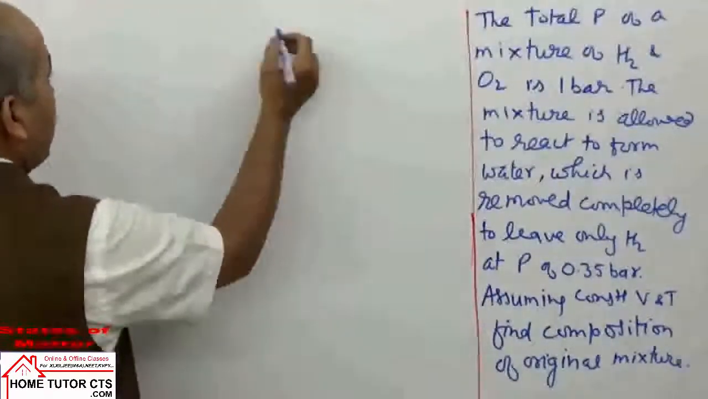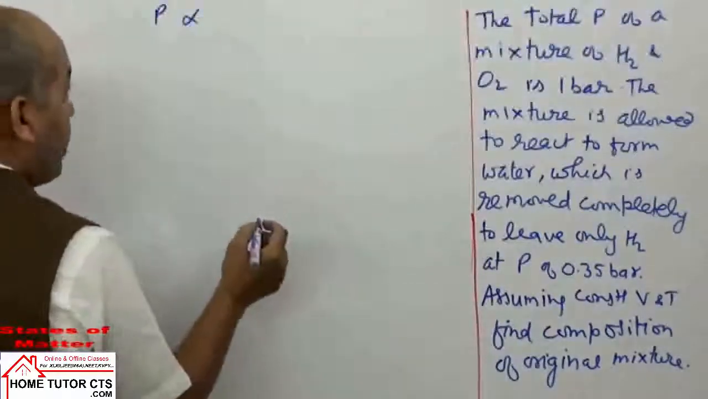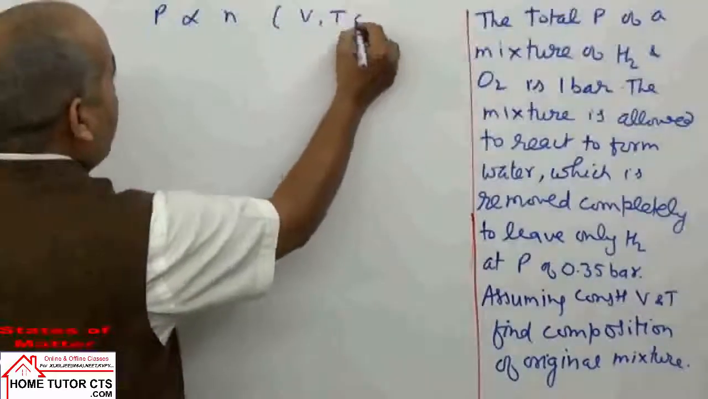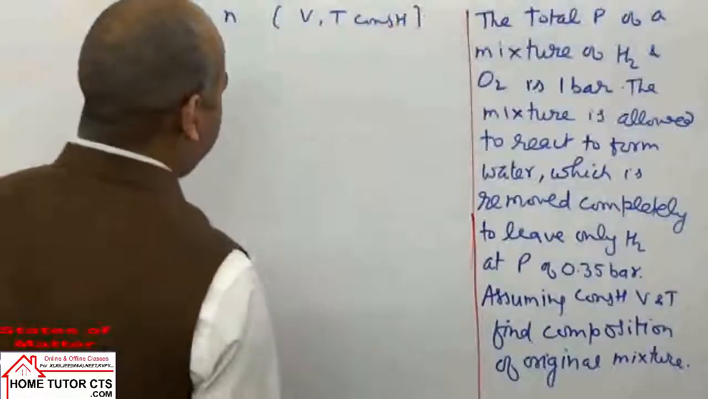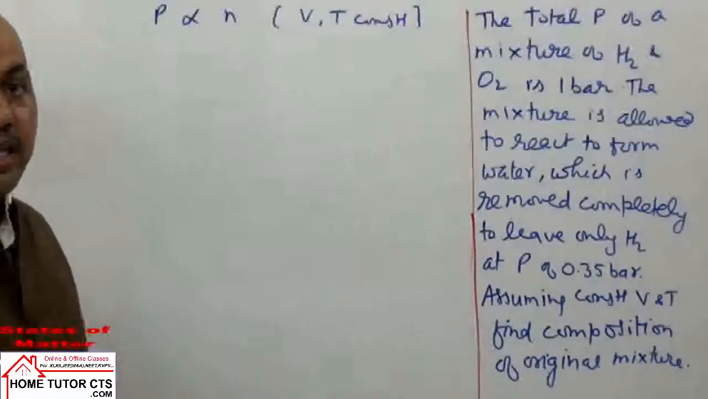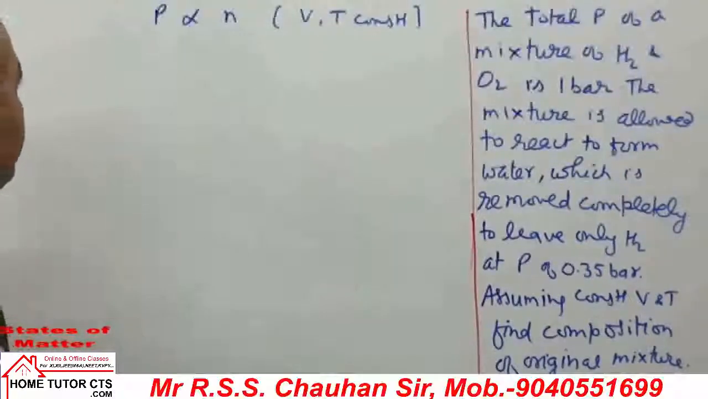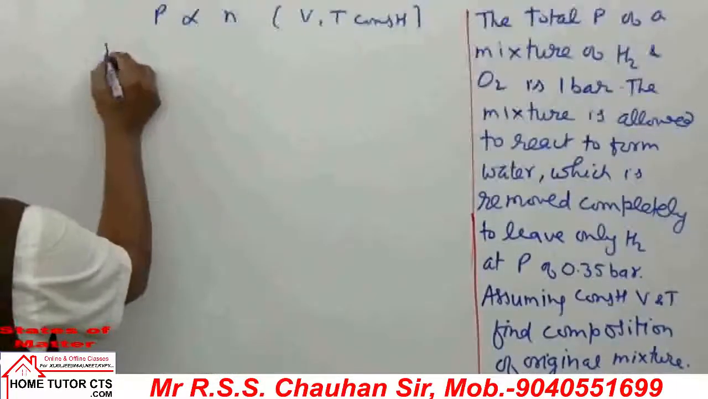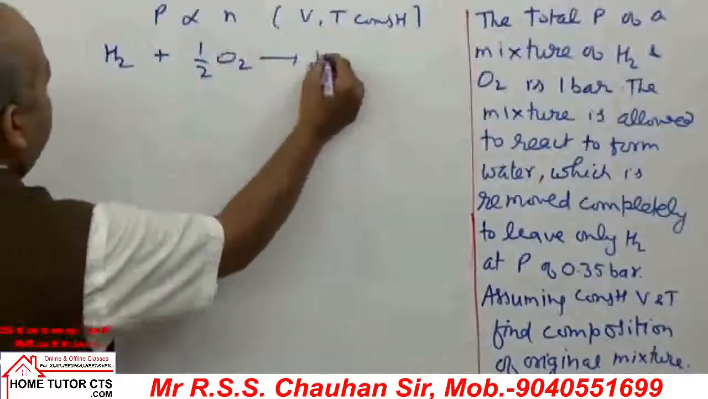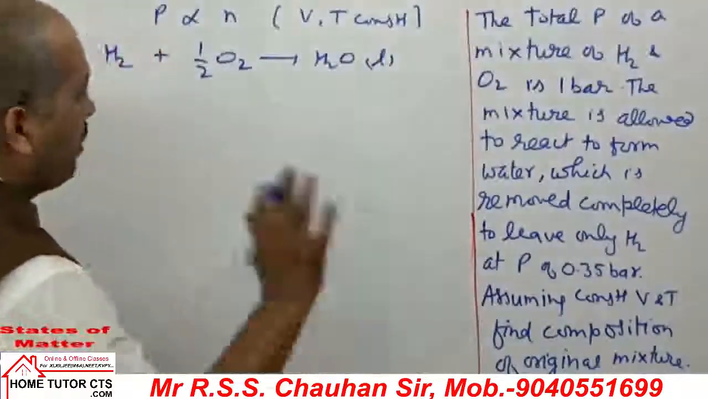So in the condition of constant volume and temperature, for a gas, pressure is directly proportional to number of moles. When V and T are constant, then for the gas, pressure is directly proportional to number of moles. In solving this question, we have to use that concept. So hydrogen plus O2 react to give water. Water means liquid state, which is removed completely.